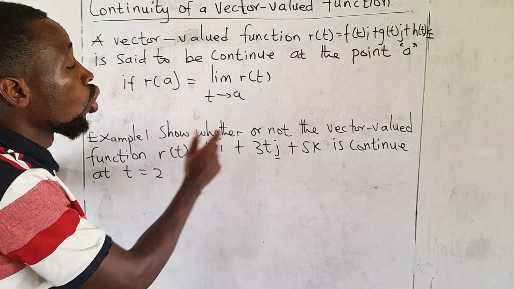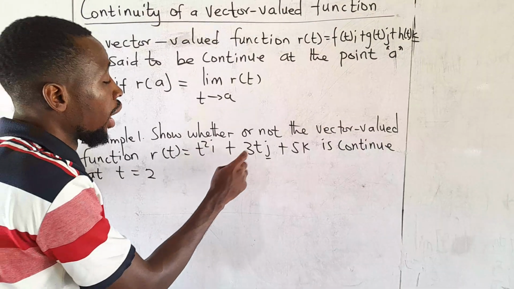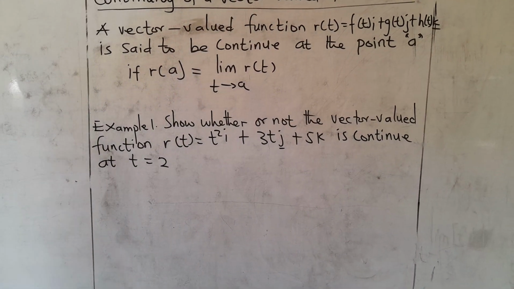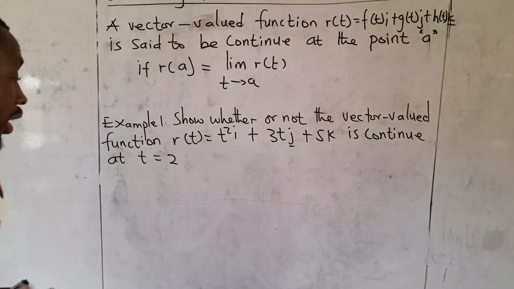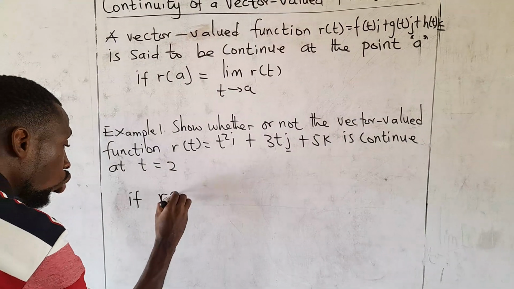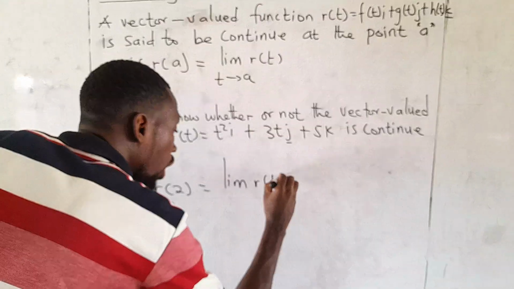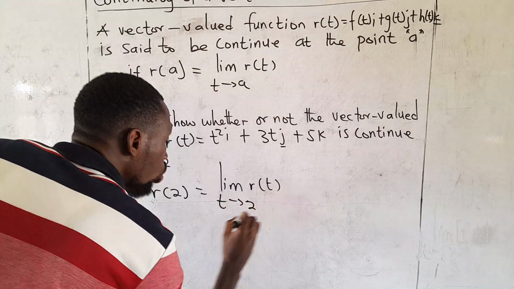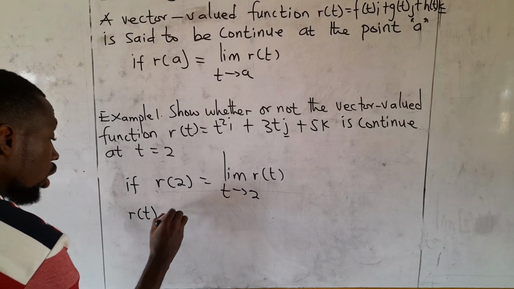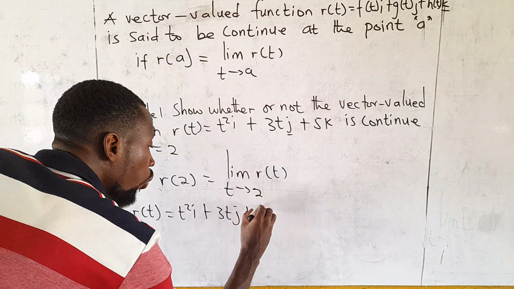So we say, show whether or not the vector valued function r of t equal to t squared i plus 3tj plus 5k is continuous at t equal to 2. So remember, this vector valued function is said to be continuous if r of 2 is equal to the limit of the vector valued function as t approaches 2. So remember, r of t is equal to t squared i plus 3tj plus 5k.